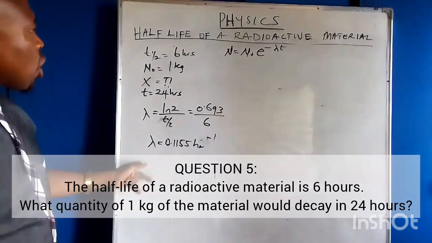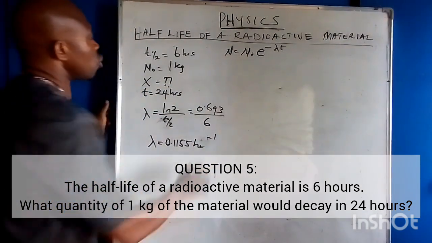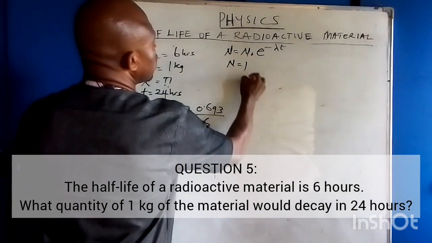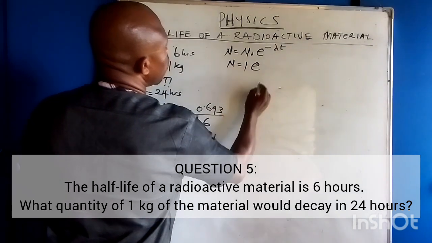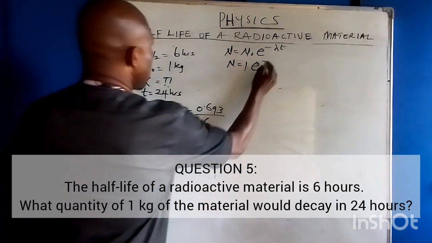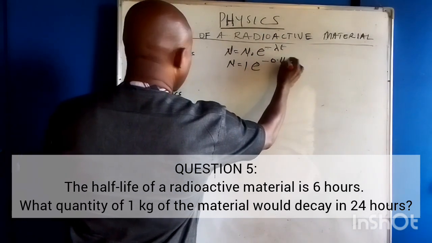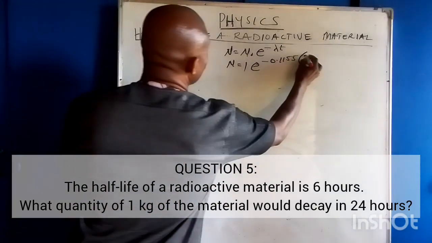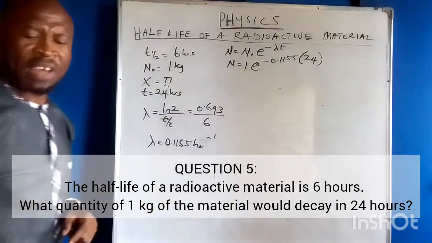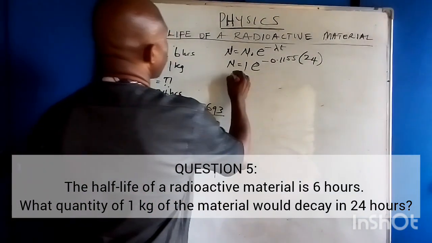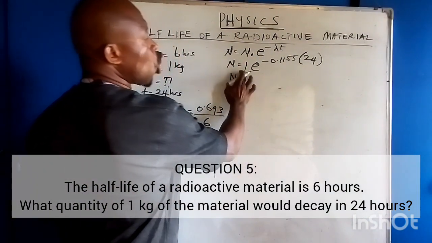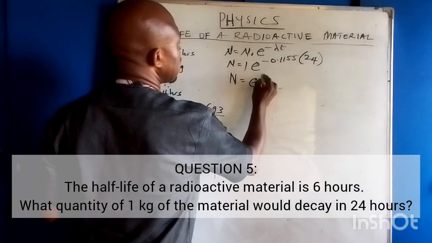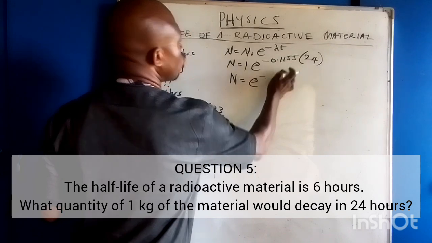Now, having gotten this, we'll now go back to that equation to say N is equal to N naught. N naught is 1 kg times exponent of minus lambda, 0.1155 multiplied by the time of transmutation, which is 24. Now we have N is equal to, and of course one times is still 1. So we'll now look at exponent minus this times that.